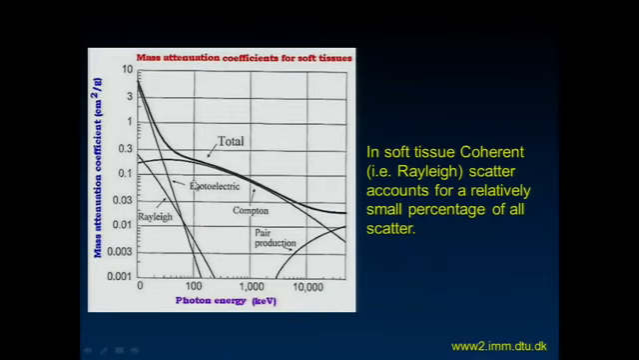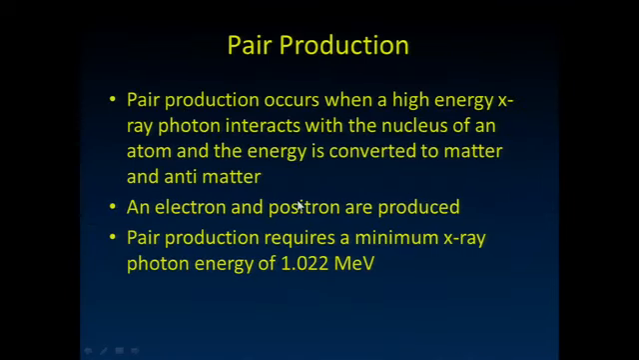Here is the total interaction from some of these different events. Notice that classic scatter, coherent scatter, Rayleigh scatter really drops off pretty quickly, and at 100 keV, it's really dominated by Compton, which we're going to talk about. And photoelectric dominates fairly well lower down there, so we're going to ignore it.